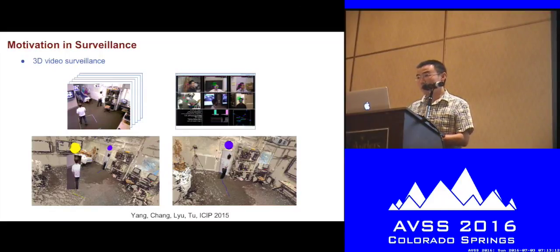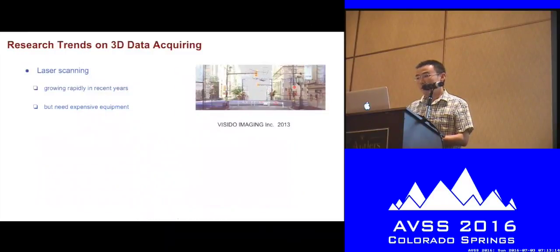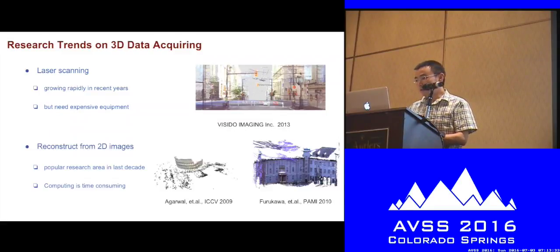So the problem is how we can get a good 3D model. Currently, there are two major approaches. First is laser scanning. It's an easy method. You just use a laser and scan the place. But the problem is the equipment is really expensive, especially for outdoor, large-scale scenes. A cheaper method is to use 2D images. Everybody has a camera, so you take a bunch of images and reconstruct.